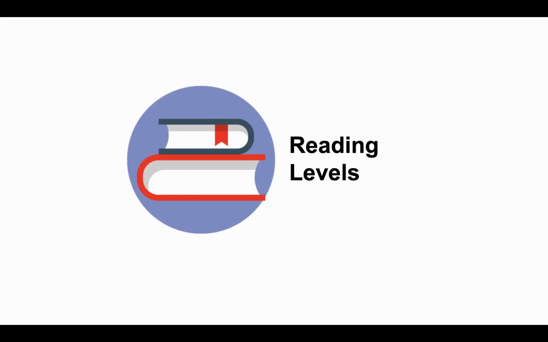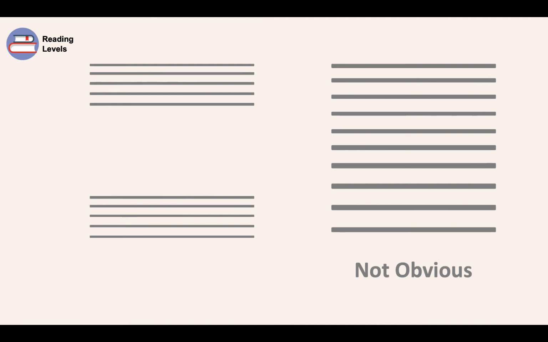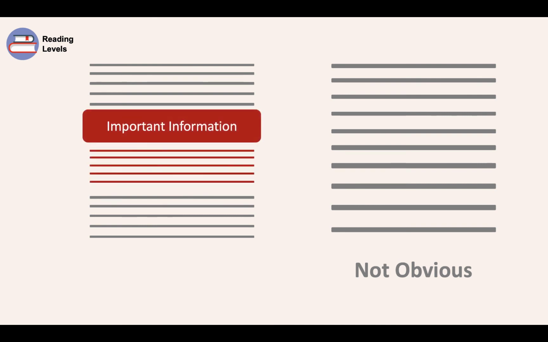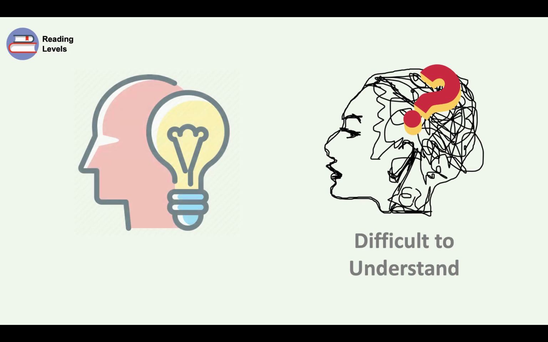Reading levels. Rather than blending important information with the rest, make important information stand out from the rest. Rather than making the content so difficult to understand, use short, clear, and plain language to make the content and text readable and easily understandable.